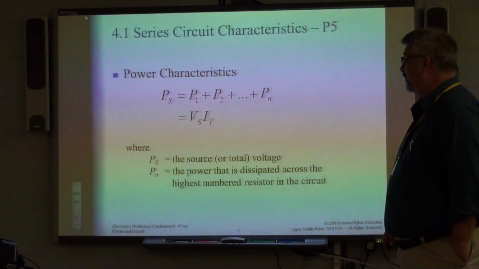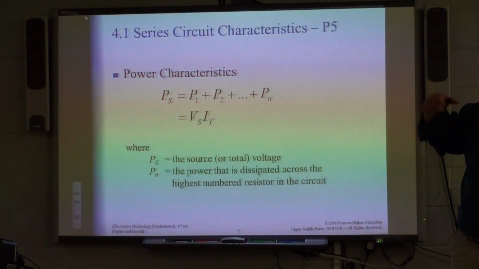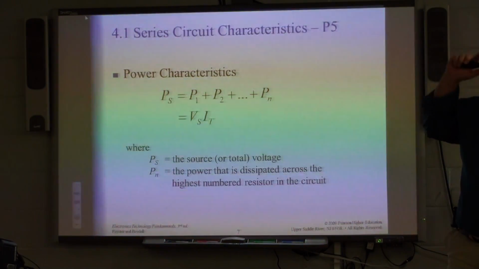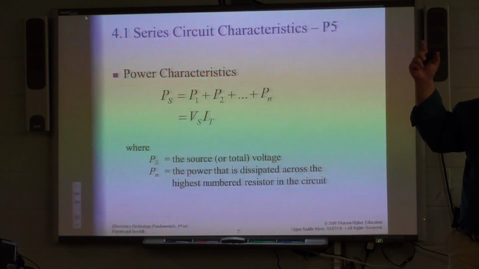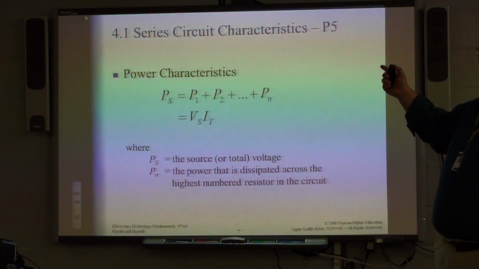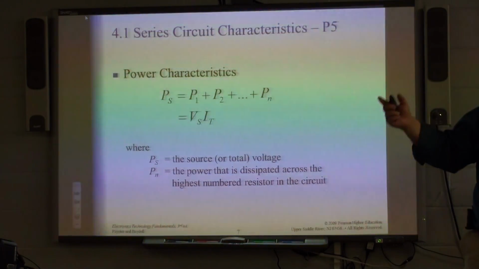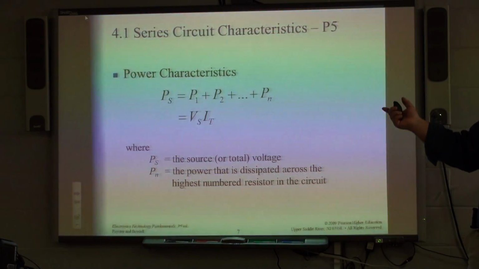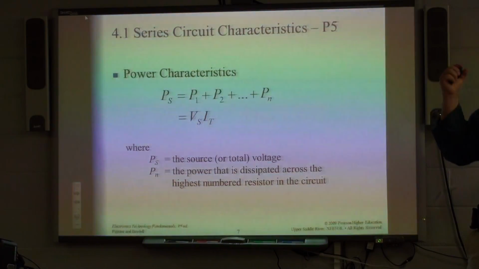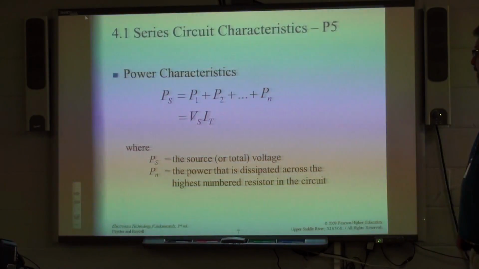Power is the same way. If we calculate the power through a resistor, it's going to be the total power of circuit. So if we take the applied voltage times the actual current, we're going to get power. Then if we take and multiply the voltage drop times the current going through resistor 1, the voltage drop times the current through resistor 2, the voltage drop times the current through resistor 3, and add up all those power factors, it's going to equal the total power factor.